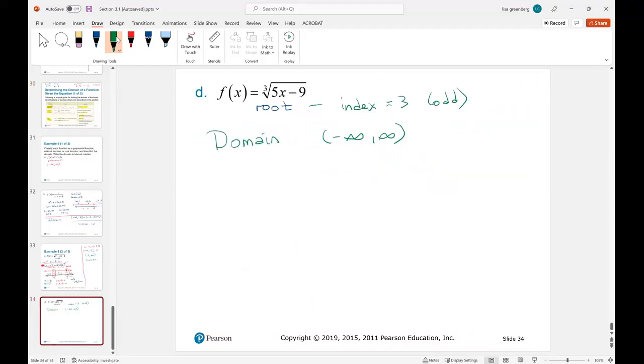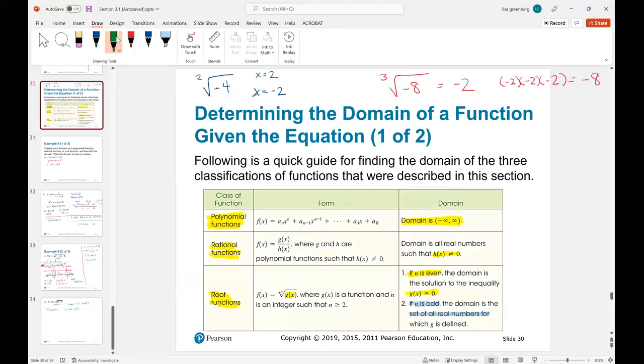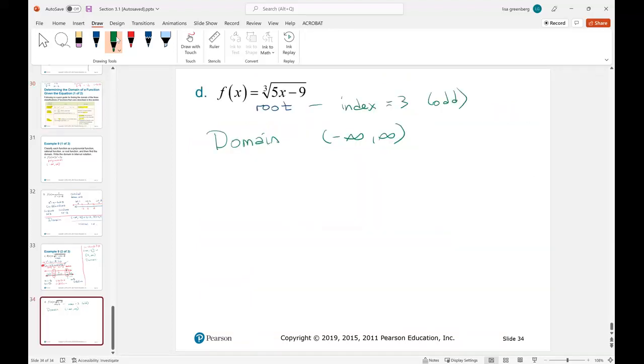And then this chart also helps. It says if n is odd, which it is, then the domain is the set of all real numbers. So here, it's the set of all real numbers. I don't have to do any algebra. It's just done. It's an odd root, and it's negative infinity to positive infinity. The only thing you have to be careful of is if it's in the denominator, you have to take out where it's 0. But other than that, that's all you have to do.